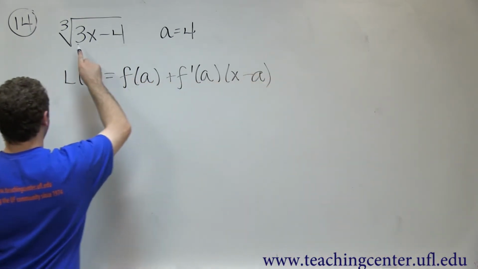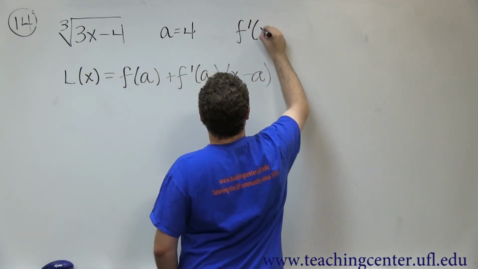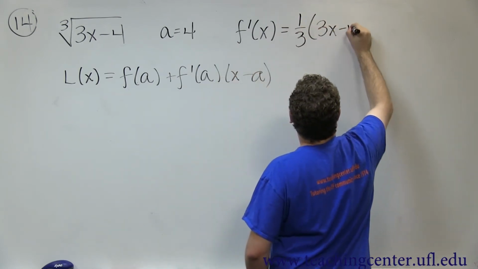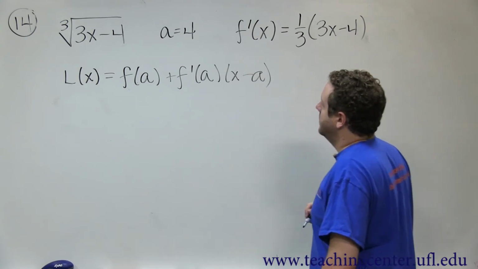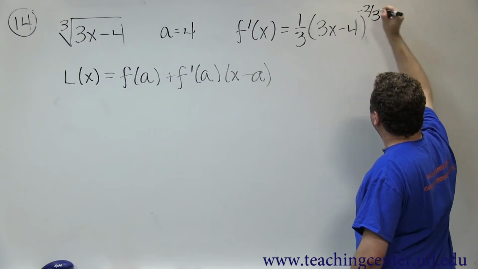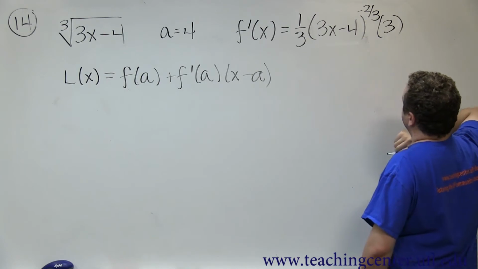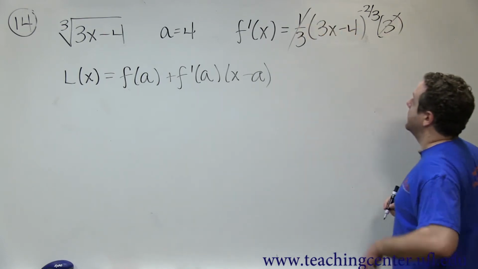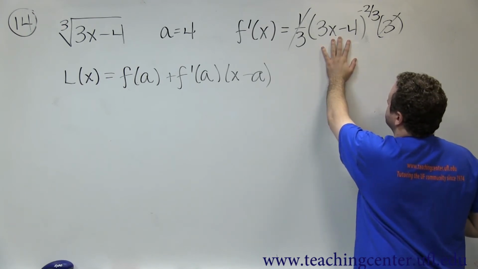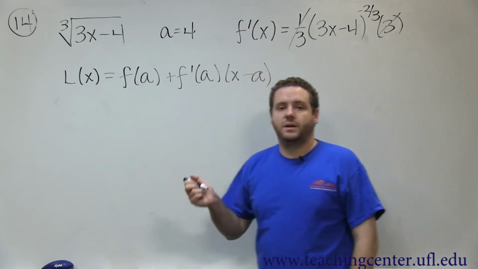So this is 3x minus 4 to the 1/3 power. If I do the derivative of that, I would bring down the 1/3 times 3x minus 4. I would change the power now from 1/3 down to negative 2/3. And because of the chain rule, I have to multiply by the derivative of the inside, which is 3. And you can see that this 3 and this 1/3 would cancel out. So my derivative function is just 3x minus 4 to the negative 2/3. Okay, so now we can plug in all of our values.